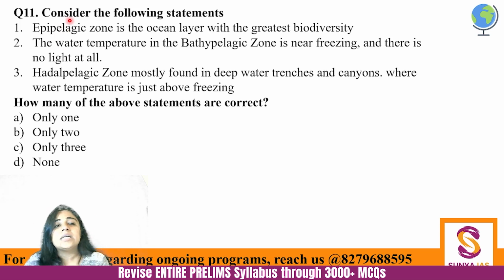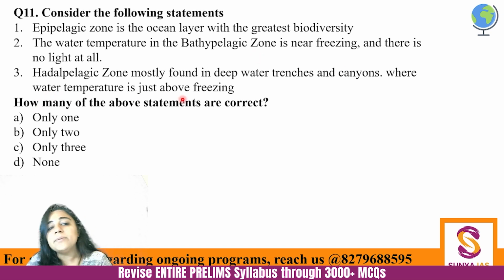Next. Consider the following statements. Epipelagic zone is the ocean layer with greatest biodiversity. The water temperature in bathypelagic zone is near freezing and there is no light at all. And hadal-pelagic zone is the zone mostly found in deep waters, trenches and canyons. Where water temperature is just above freezing. So, how many of the given statements are correct? Basically, these are the zones of ocean. Okay? Zones of ocean, and all the 3 statements here are correct.